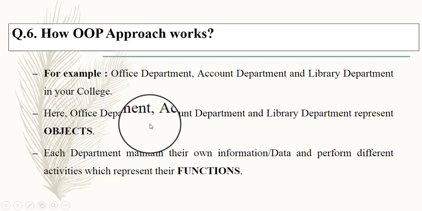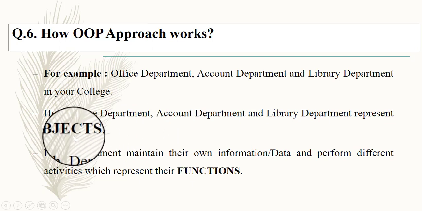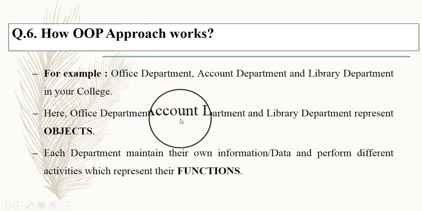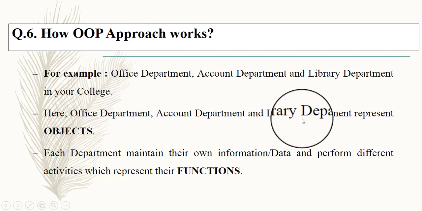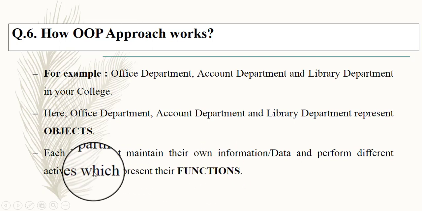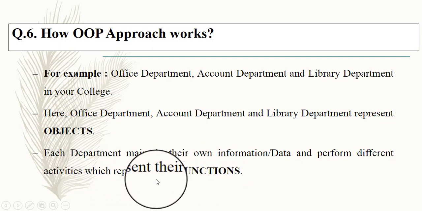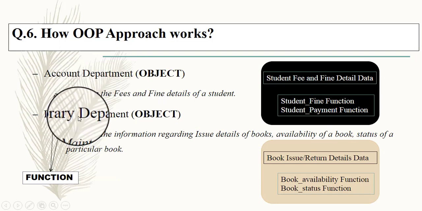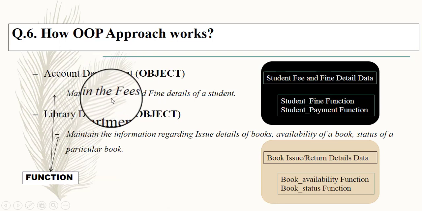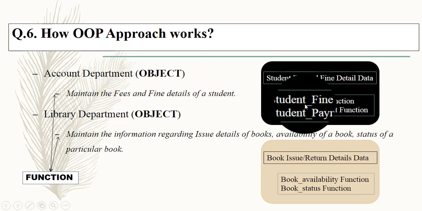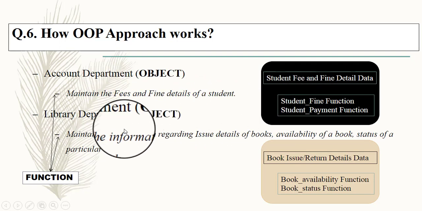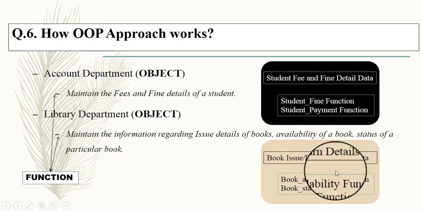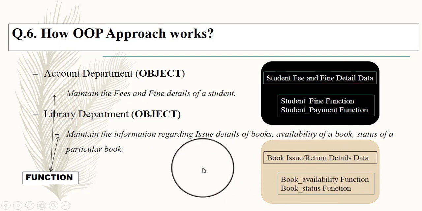It is very simple to understand in this example how we used object and function. Objects are the different departments in your college like the accounting department and library department. And function is the activities of these departments to perform some tasks. Next you can see here we have two objects that are the account department and the library department. The function of the account department is to maintain the fees and fine details of a student. And function of the library department is to maintain the information regarding issue details of books, availability of a book, status of a particular book.